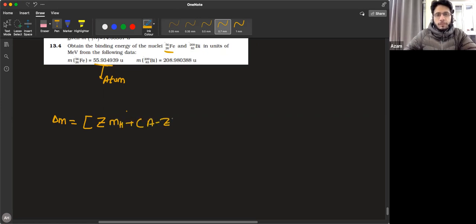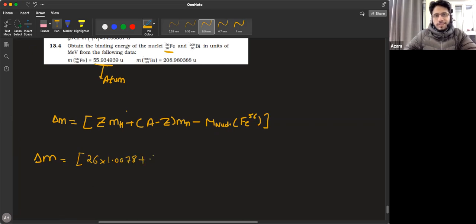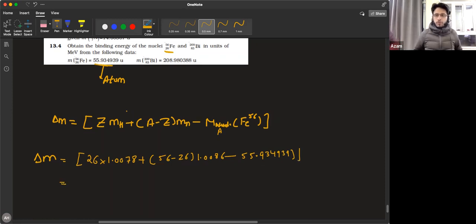And the calculations are quite lengthy in nuclear physics. So the mass defect is Z, which is 26, times mass of hydrogen, which is 1.0078, plus A minus Z, A is 56, minus 26, times mass of neutron, which is 1.0086, minus the mass of atom, not nucleus. The mass of atom is 55.934939. Usually the calculations in these topics are very, very lengthy, so let me use my calculator.